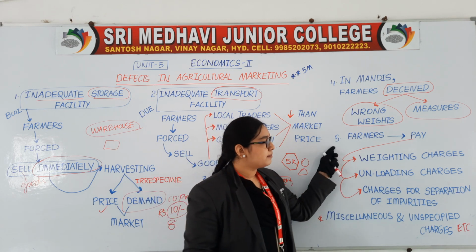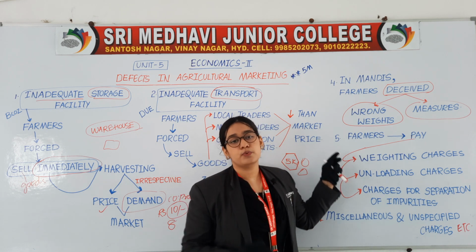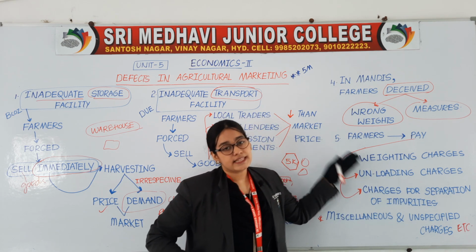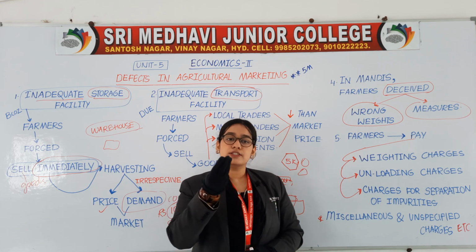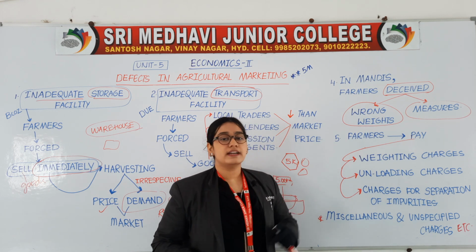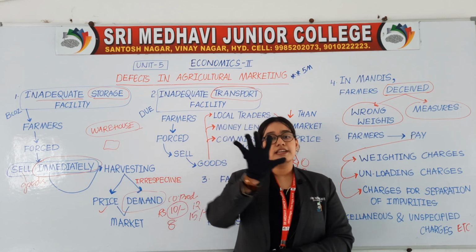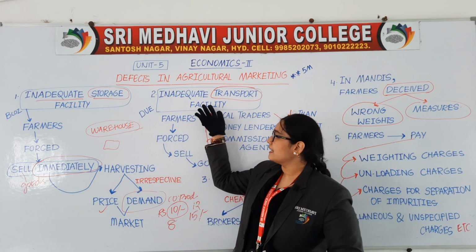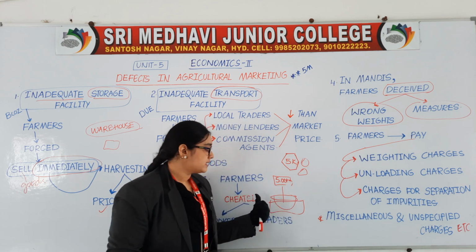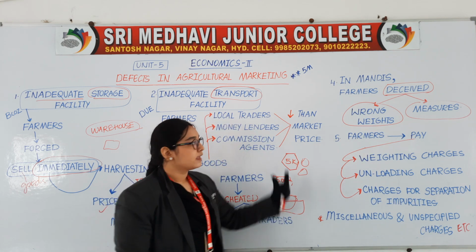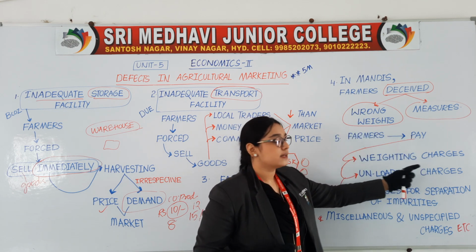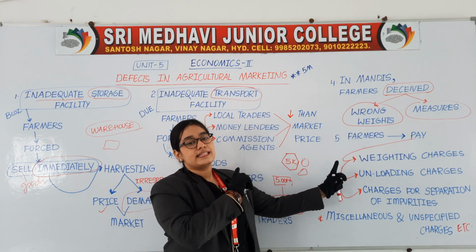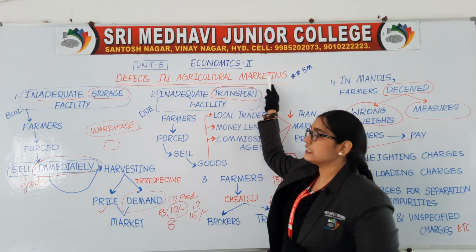So in this way, the farmers are already in a very poor condition. Their family background is also very poor and they need to pay this many charges. Then imagine how much money will be left with them. So this is also a defect in agricultural marketing. So totally we have discussed 5 defects. First is inadequate storage facility, inadequate transport facilities, farmers are cheated by brokers and traders, then farmers are deceived by wrong weights and measures, and last and final, farmers have to pay many charges. So these are all the defects in agricultural marketing.